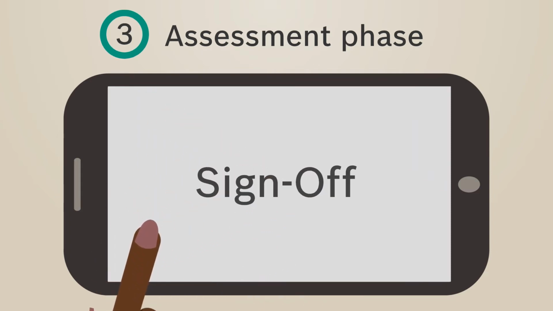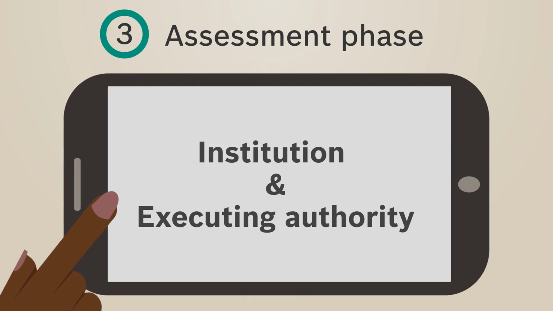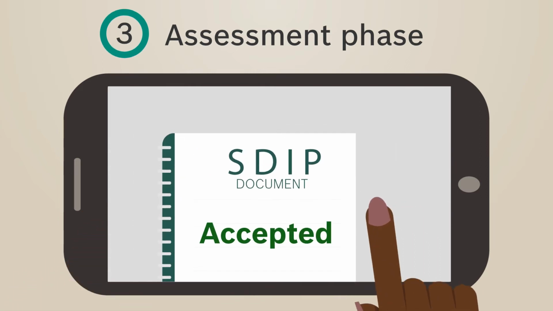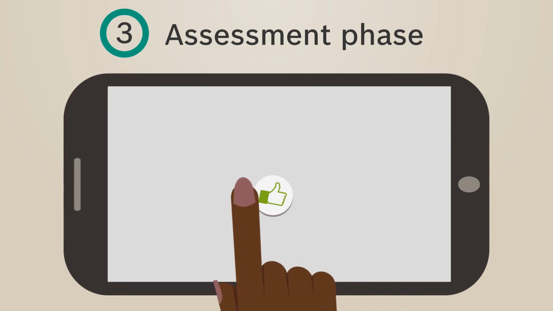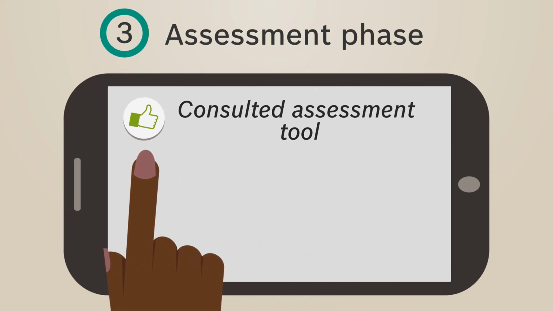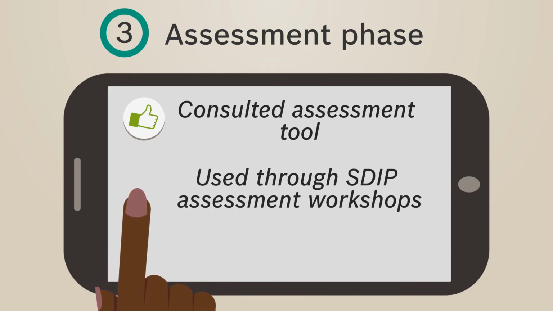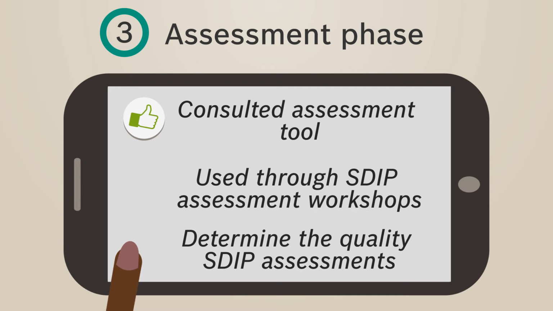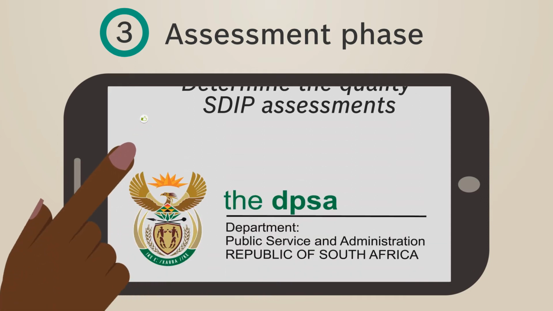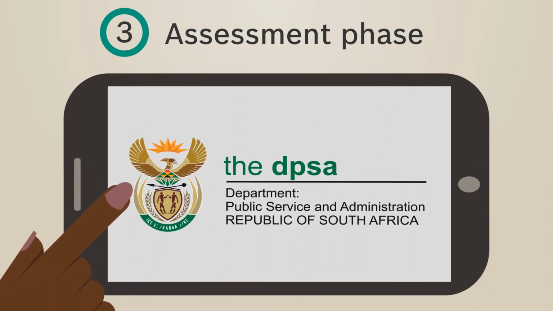The sign-off by both the head of the institution and the executing authority is also very critical for the document being accepted by the Department of Public Service and Administration. The agreed-upon, openly consulted assessment tool is used through Service Delivery Improvement Plan assessment workshops to determine the quality of the SDIP assessments submitted to the Department of Public Service and Administration, in compliance with the directive on the SDIPs.